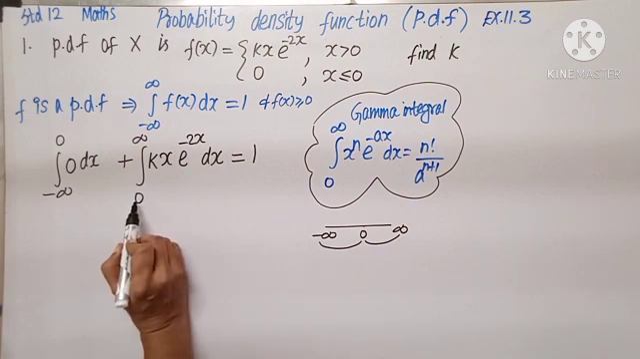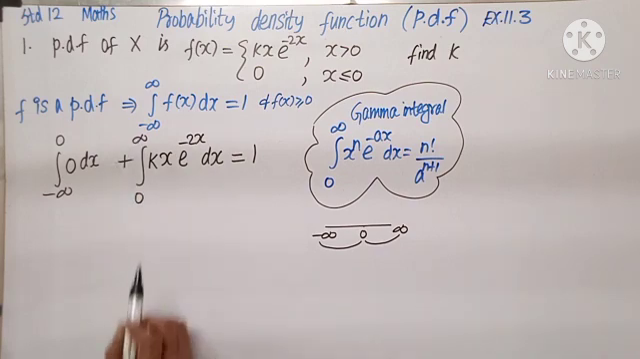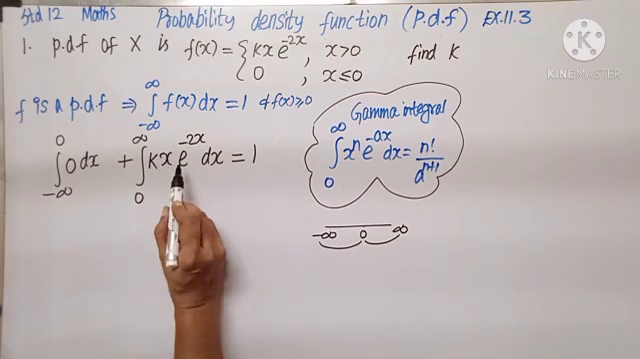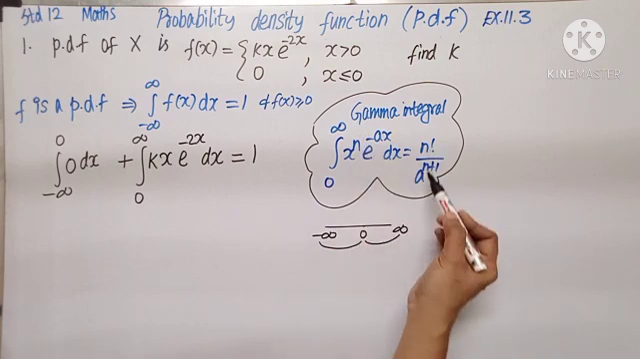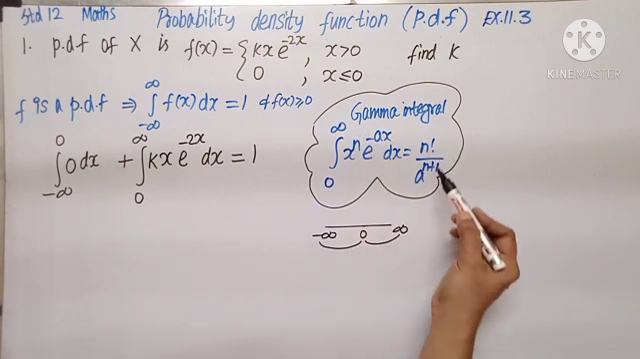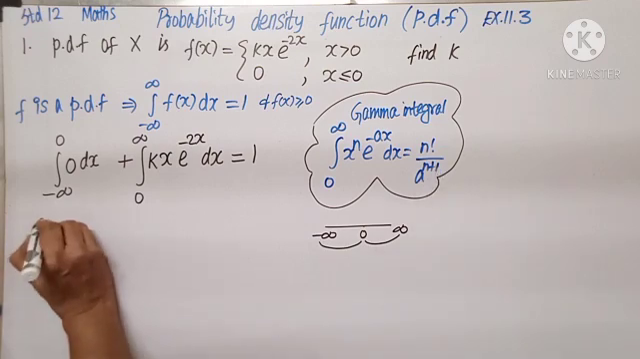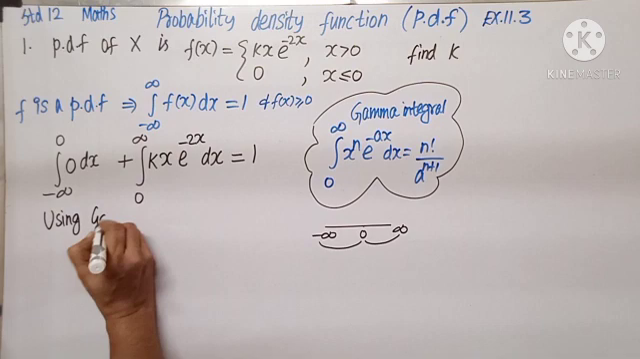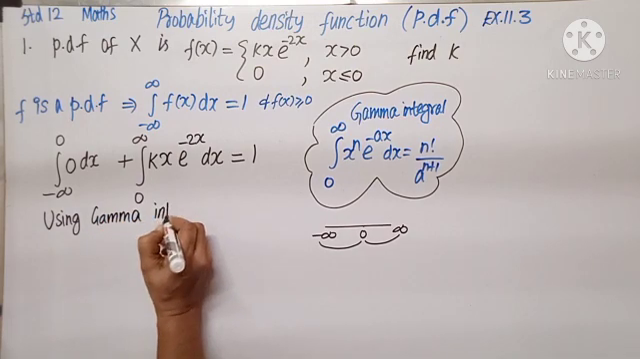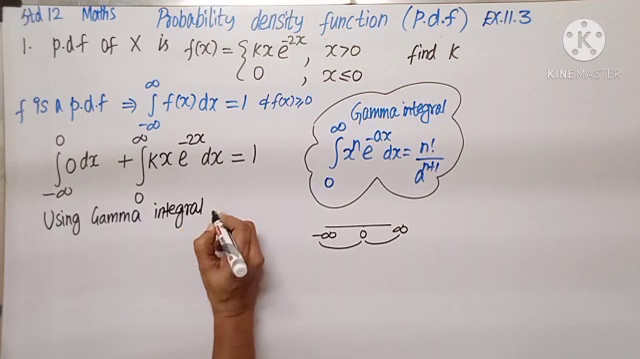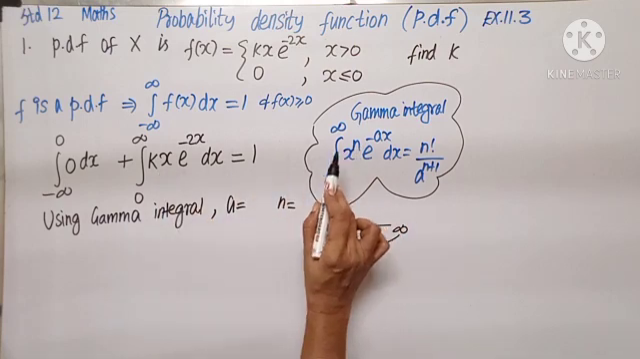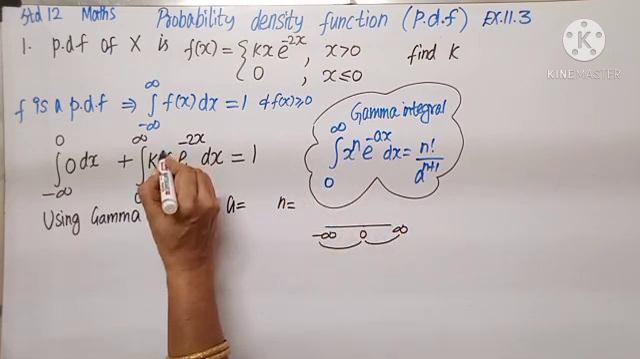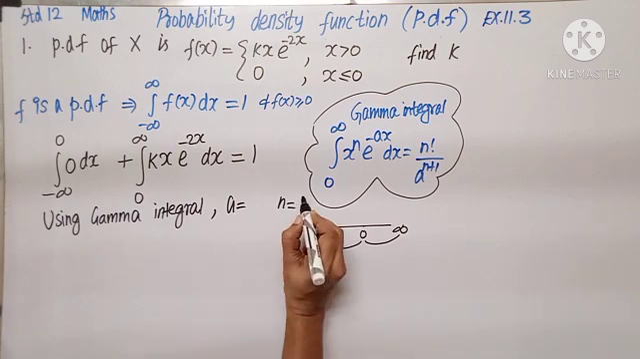Whenever my question is from 0 to infinity, and I have some x powers and e power negative x, I can use the gamma integral. My answer turns out with a simple formula: n factorial by a power n plus 1. When I use it, I must compare and write what is a and what is n. Compare x power n with what we have. Here I have x power 1, so n is equal to 1.